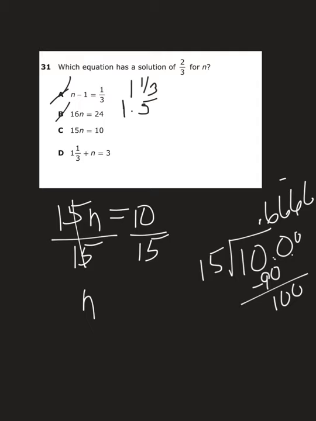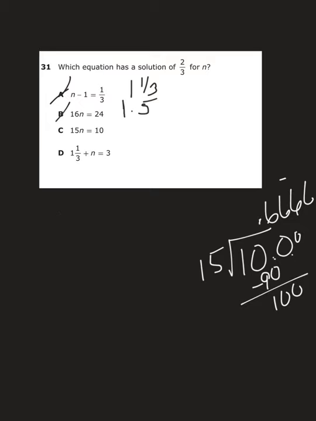Now, if you remember that when we did our benchmark fractions, decimals, and percents, that 1/3 was 333 thousandths, and 2/3 was 666 thousandths. And so this actually is 2/3.